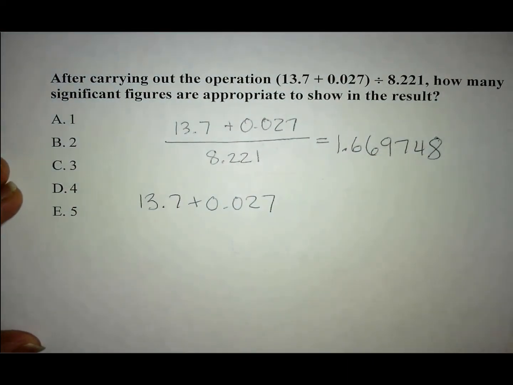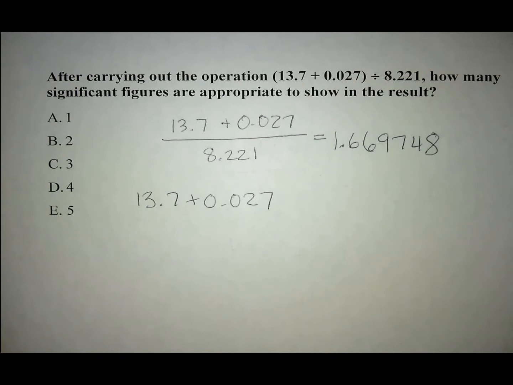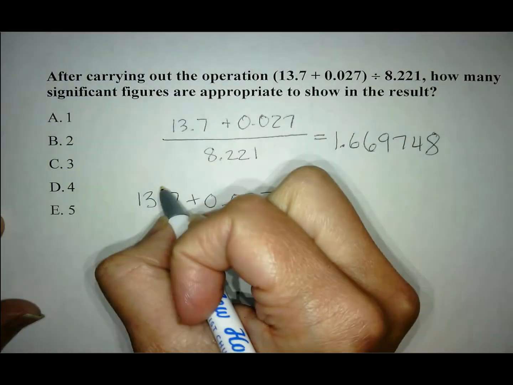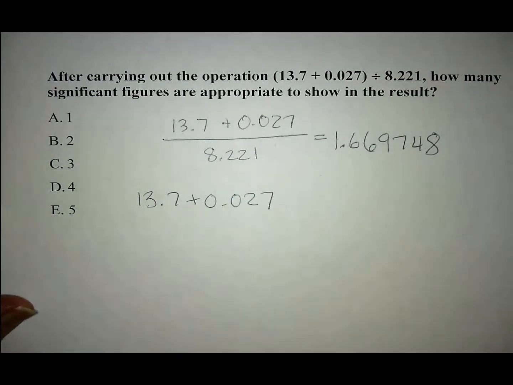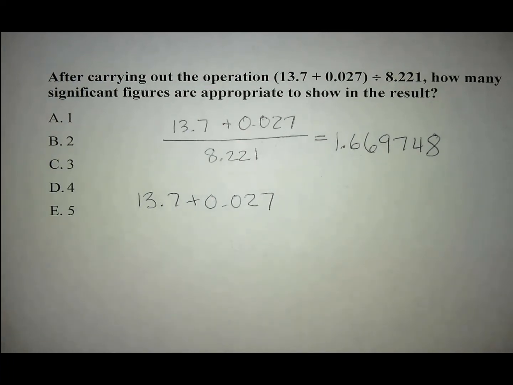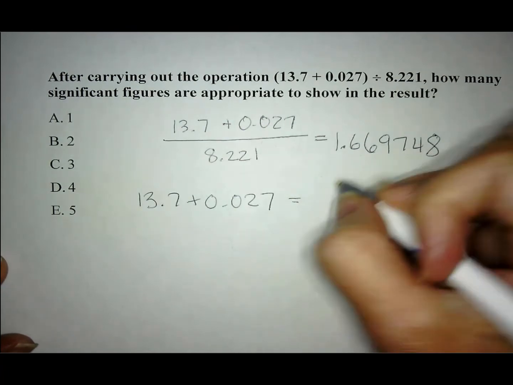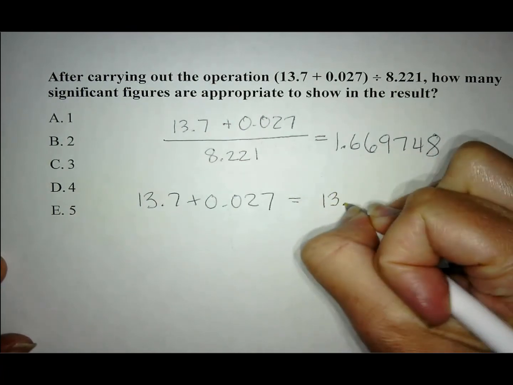And when we round it, it's going to be based on digits after the decimal, following the addition and subtraction rule. Our first number has 1 digit after the decimal, and our second number has 3 digits after the decimal. So we're going to round our answer to 1 digit after the decimal. We actually round our answer to 13.7.